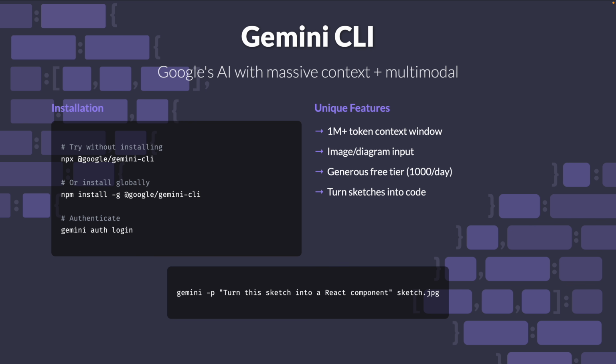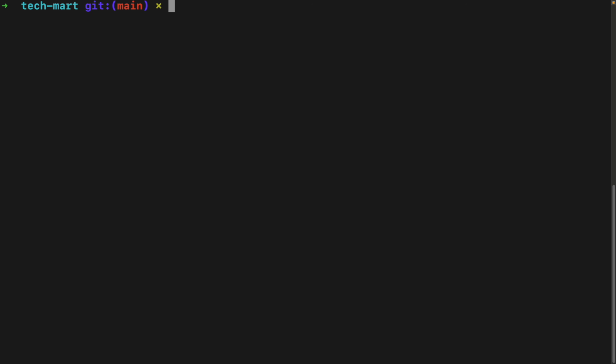Now let's talk about the Gemini CLI. Google's Gemini CLI has some unique advantages. There's a massive context window with over 1 million tokens. There's a good free tier with 1,000 messages per day, and it's multimodal. It can process images. So to install Google Gemini, we'll just do npm install -g, then Google Gemini CLI.